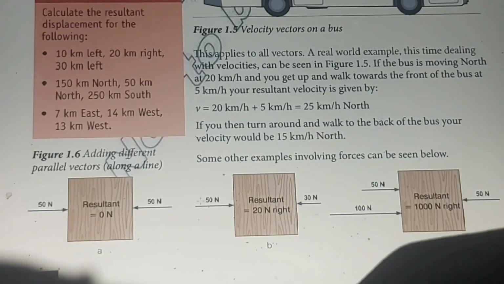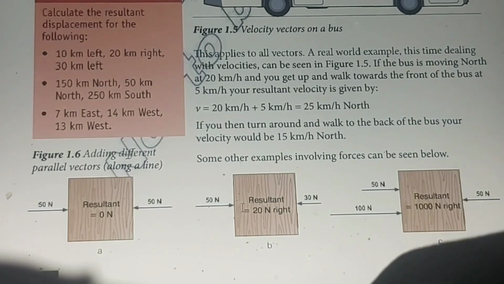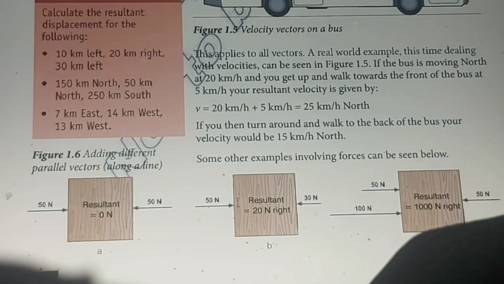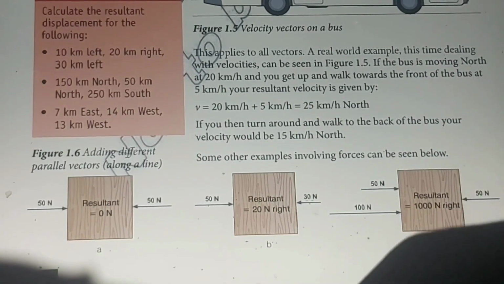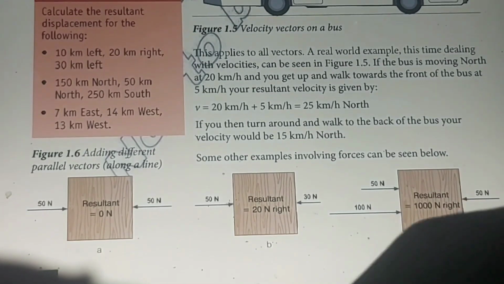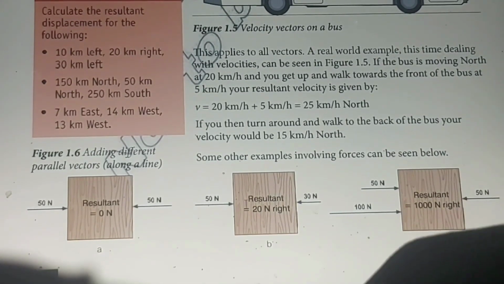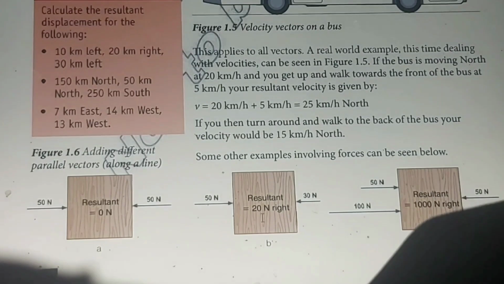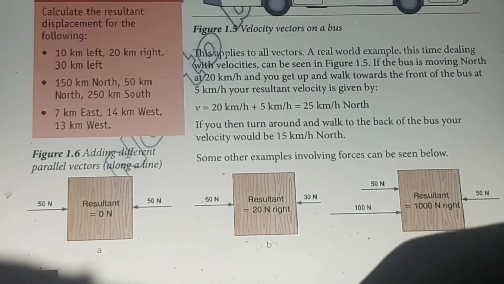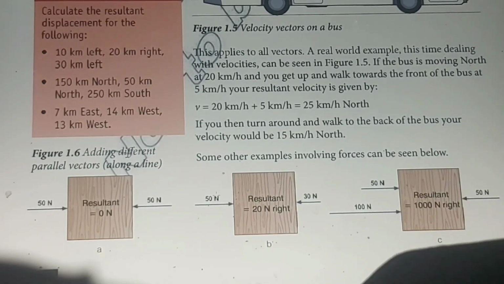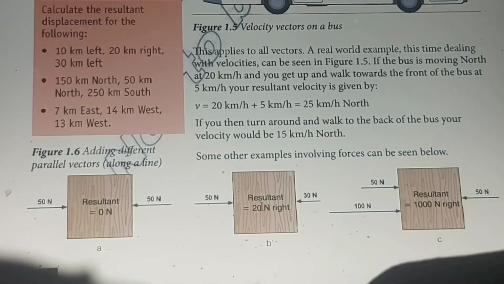This box is influenced more by 50 Newton here. So 50 Newton is to the right, 30 Newton is to the left. So 50 Newton minus 30 Newton, we have 20 Newton to the right, to move in the case of 50 Newton.